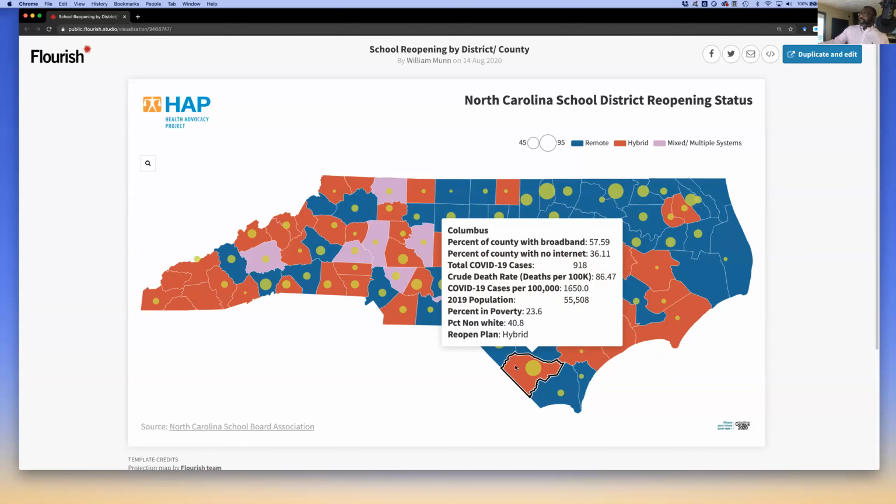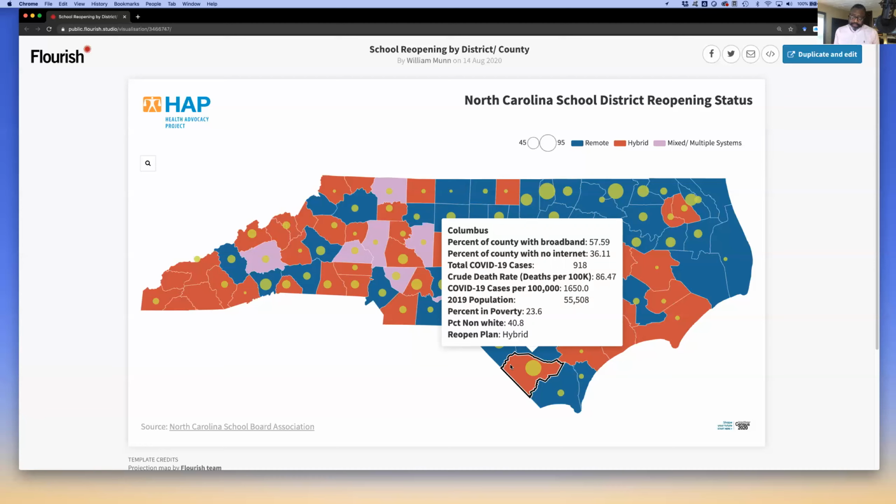What I also did was add other variables of interest when you mouse over these counties. One thing that's interesting to me is the percent of the county that has access to broadband and that does not. Almost 40% of that county does not have access to internet, according to the 2018 American Community Survey. And I have witnessed that firsthand.